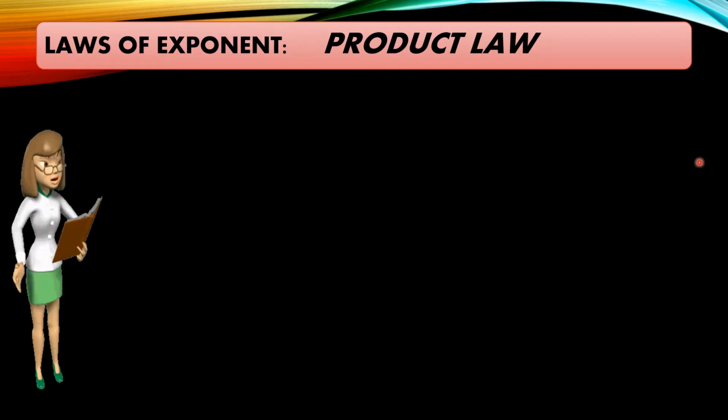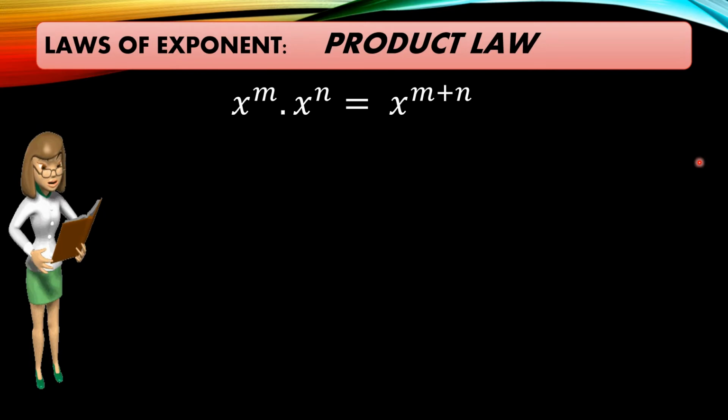Okay, let us discuss now the laws of exponent. The first law of exponent is the product law. We have x raised to m times x raised to n is equal to x raised to m plus n. You need to add the exponents, m plus n.